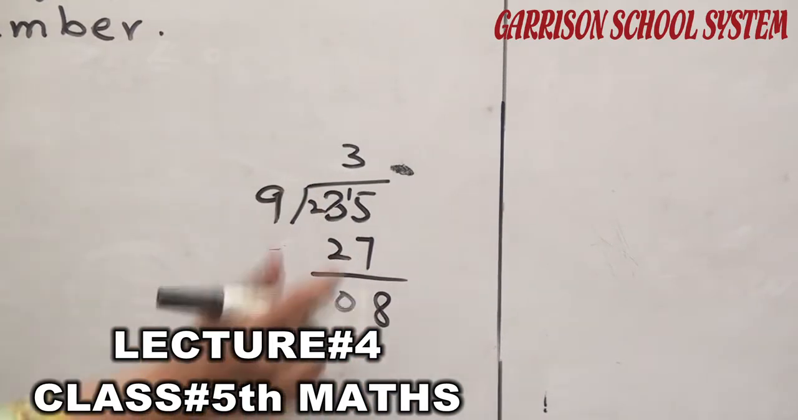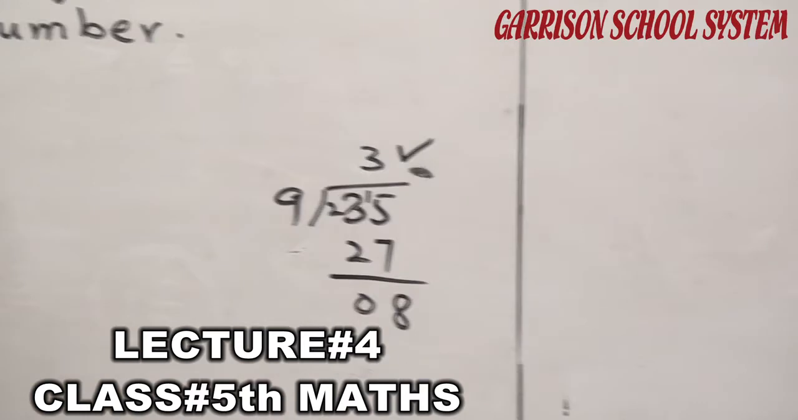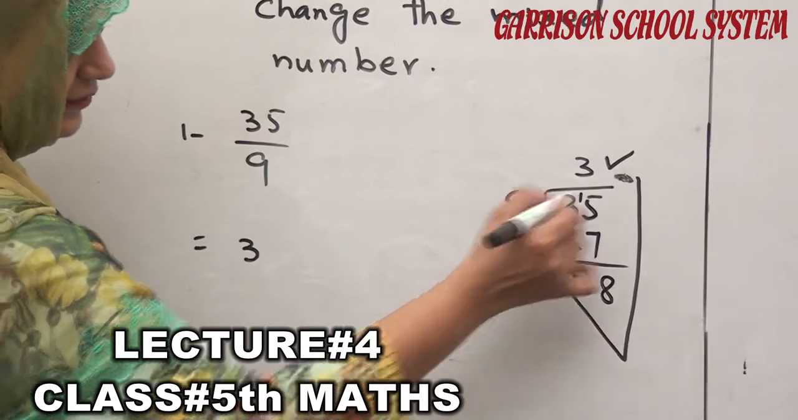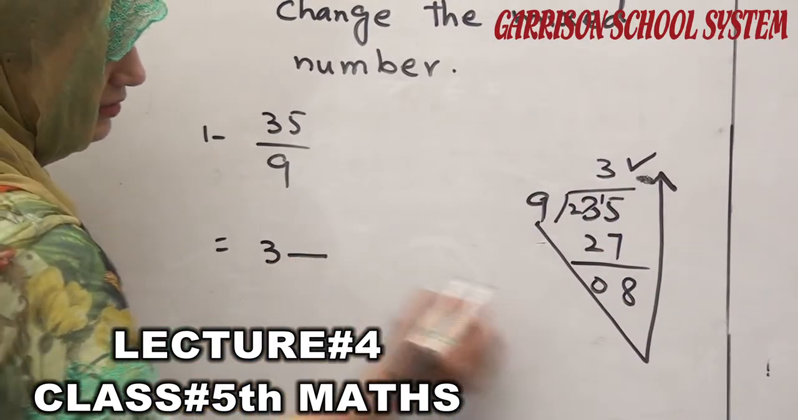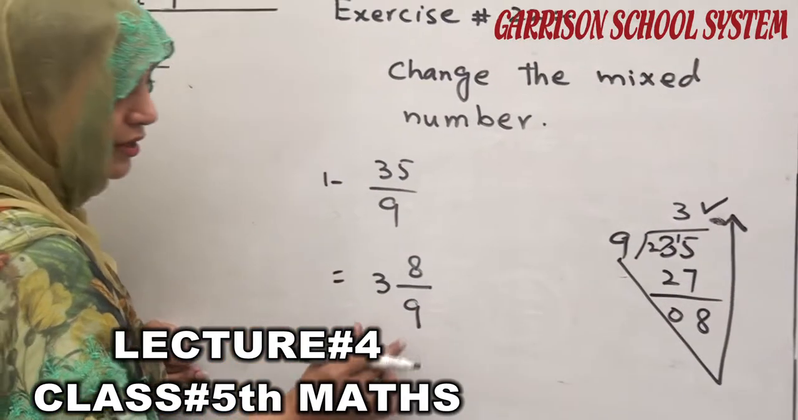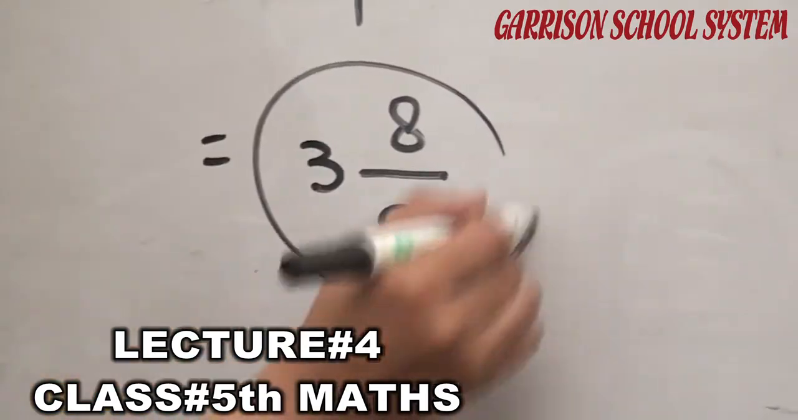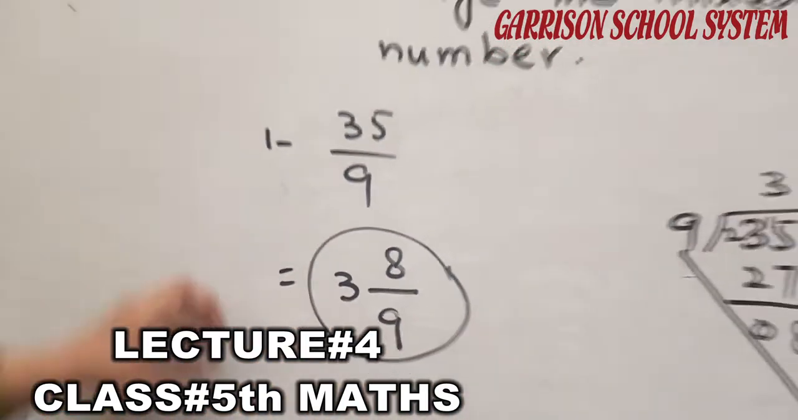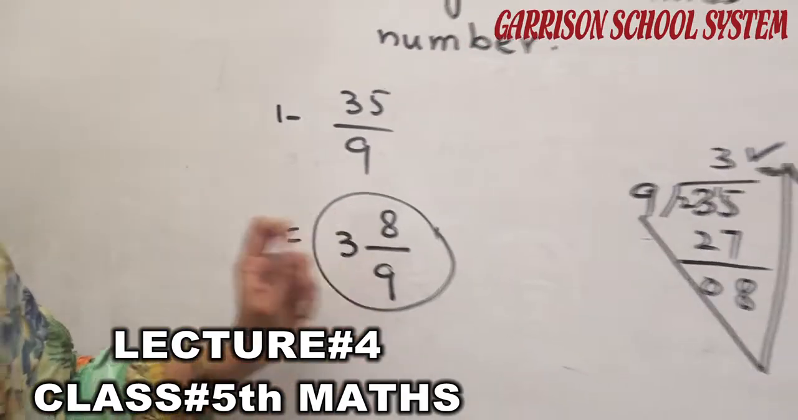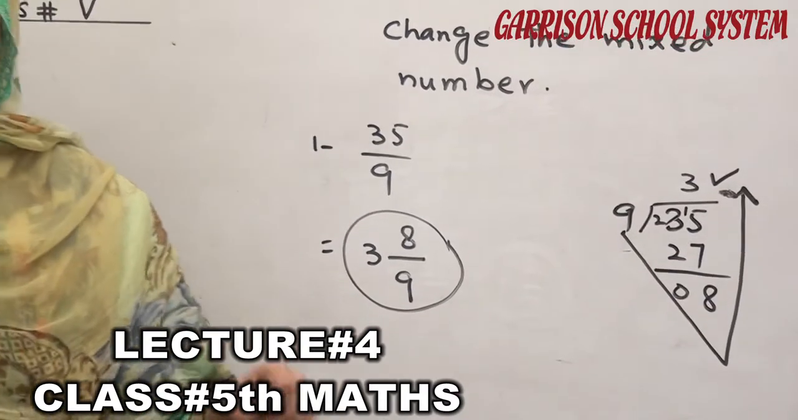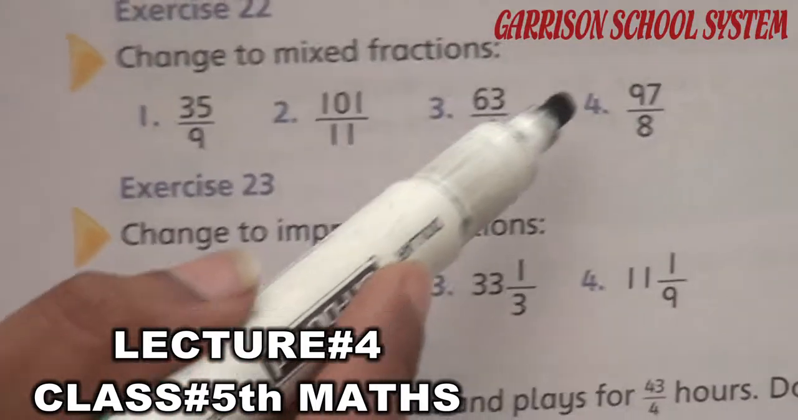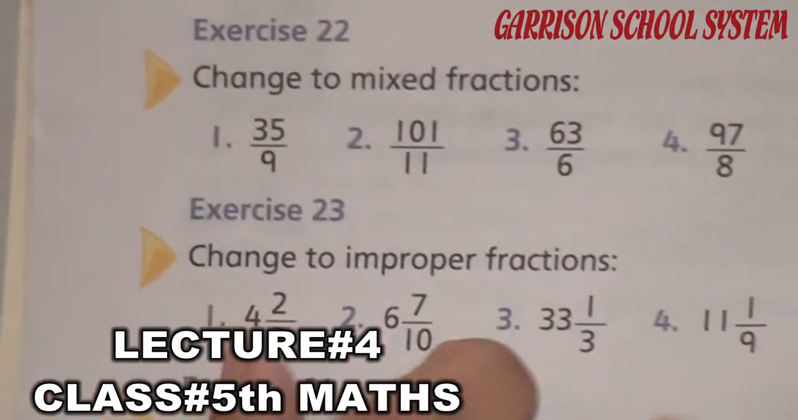So we can write, students, this is 3 here. In this way you can learn easily. First of all we write 3 here, then 8, then 9. We can call it 3 and 8 by 9. So this is the mixed number. Now we have converted 35 by 9 into a mixed number and the answer is 3 and 8 by 9. In this way you can do all the parts by yourself, part number 2, part number 3 and part number 4. Students, it is so easy, you can do it by yourself.